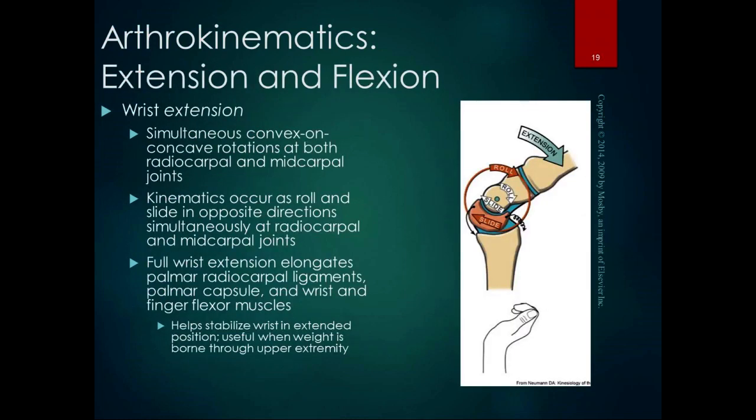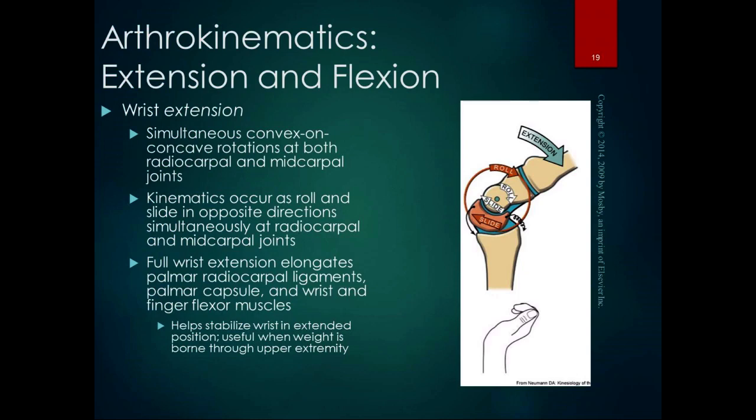So with wrist extension, you get simultaneous convex on concave rotations at both the radiocarpal and the midcarpal joints. So they're additive. You get some from one and a little more from the next one. The kinematics occur as roll and slide in opposite directions simultaneously at both joints. So full wrist extension elongates the palmar radiocarpal ligament and the palmar capsule and the wrist and finger flexor muscles.